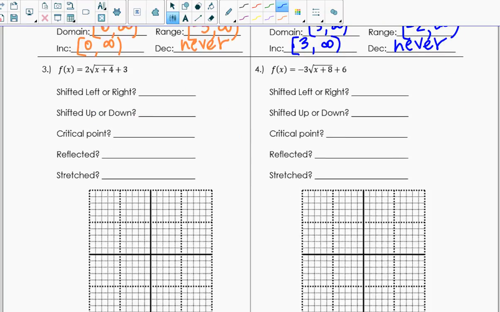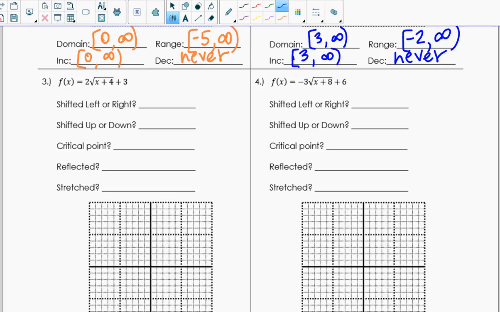Let's take a look at number 3. Now we're going to throw an a value in the mix. Okay. Is it shifted left or right? Yes, that's what's inside the radical. You're going to do the opposite, so we're going to go left 4. Then, is it shifted up or down? Yes, that's a plus 3, so we're going to go up 3. That tells me my critical point, which normally is at 0, 0, is going to go left 4 and up 3. So negative 4, 3 will be my new critical point.